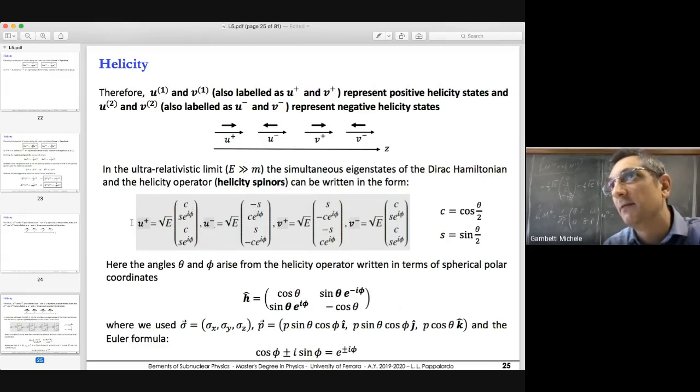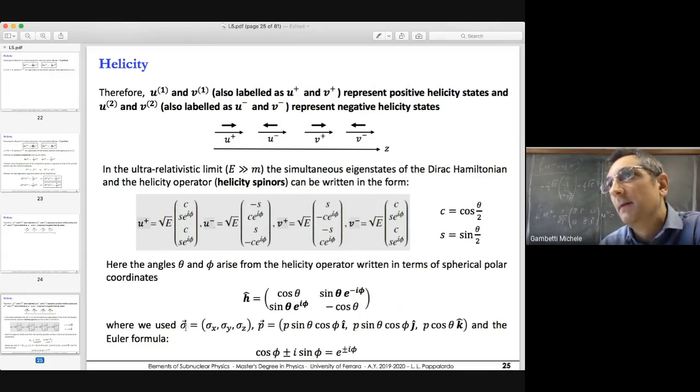So this is the explicit form of U plus, U minus, V plus, V minus, in terms of cosine and sine of theta and this phi angle. So we have two angles here, okay? And the reason why they look in this way is because now we have written the helicity operator in the explicit form by using the spherical polar coordinates for the momentum, okay?